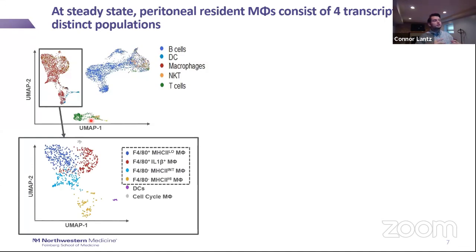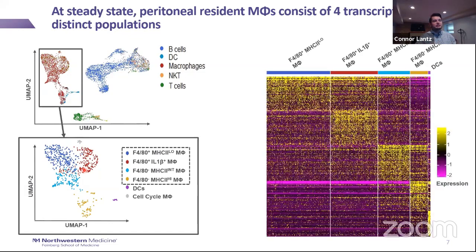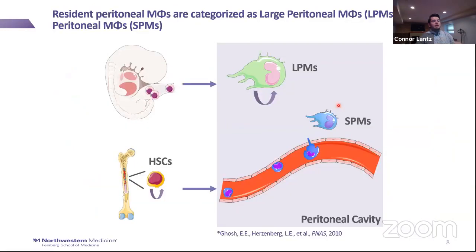Looking closely at the macrophages, I was able to identify 4 transcriptionally distinct populations. As you can see here, by plotting their 50 most differentially expressed genes across each cluster within this heat map, these clusters represent transcriptionally distinct populations. With these populations that I identified, I wanted to take a step back and look at how this relates to what's known about the peritoneal cavity and the macrophage compartment within this cavity.